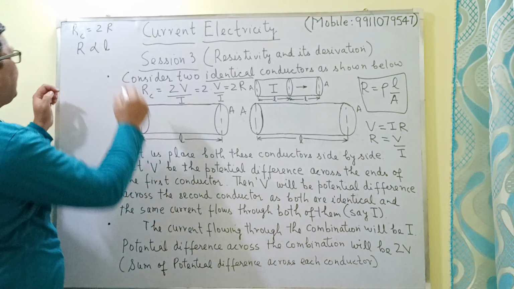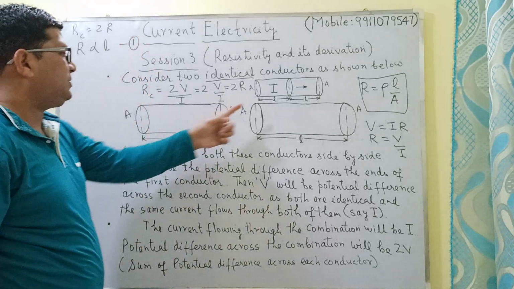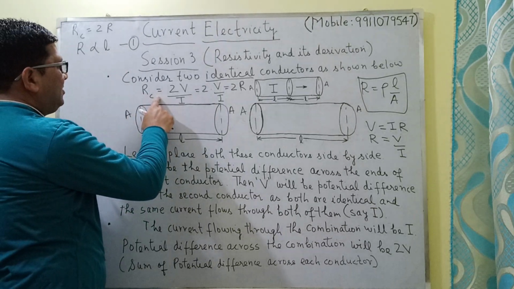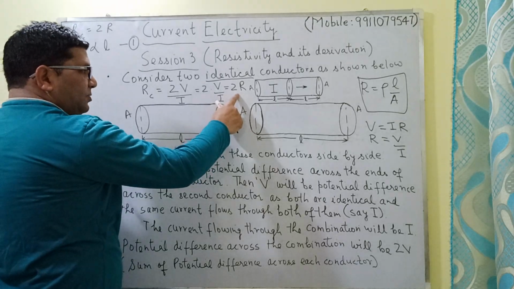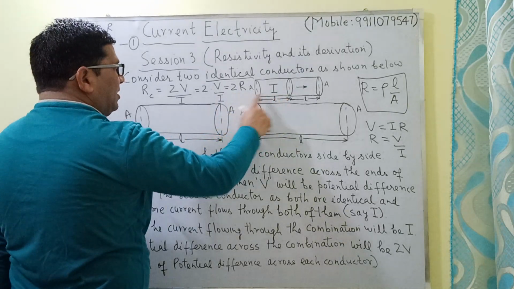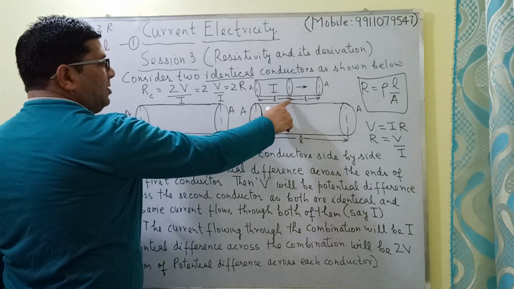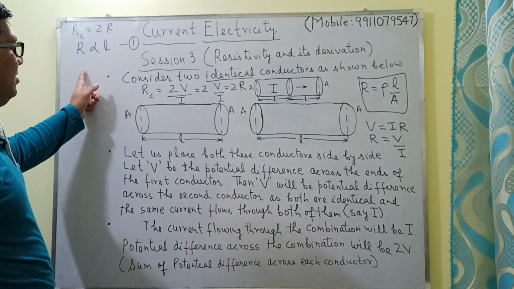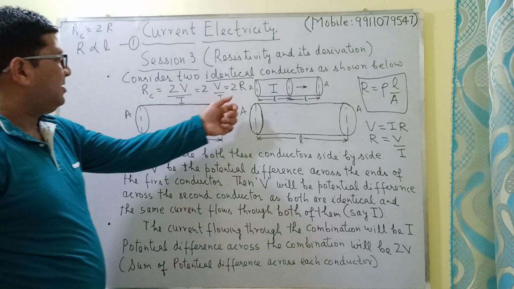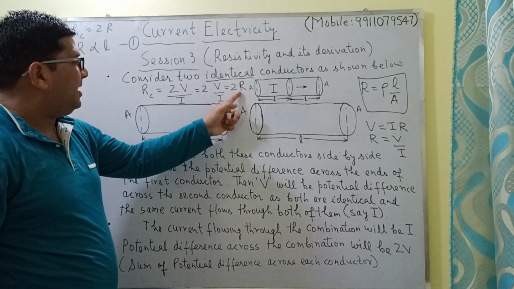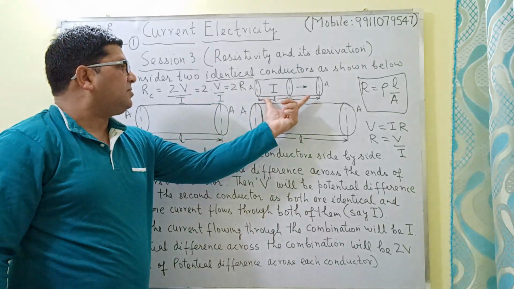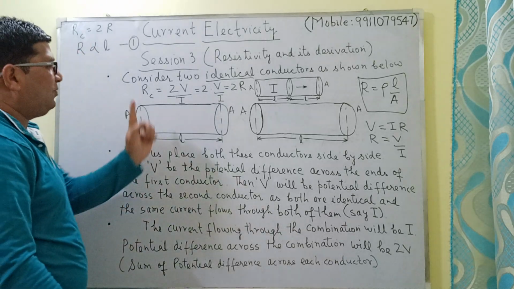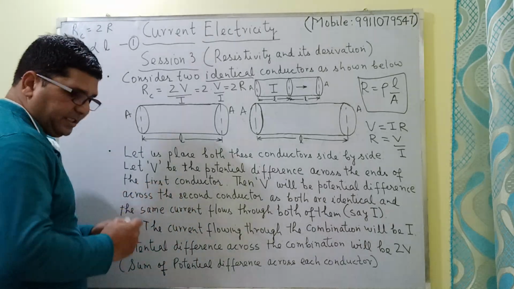This is the first relation which I have got by using this combination. Here you can see that the effective resistance of this combination is equal to 2R. This combination has a length equal to 2L, that is L plus L. We can clearly see that the resistance of this combination has increased when the length of the conductor has increased. So we can say that R is directly proportional to L. This is the first equation which I have got. Now we will be taking the second case.